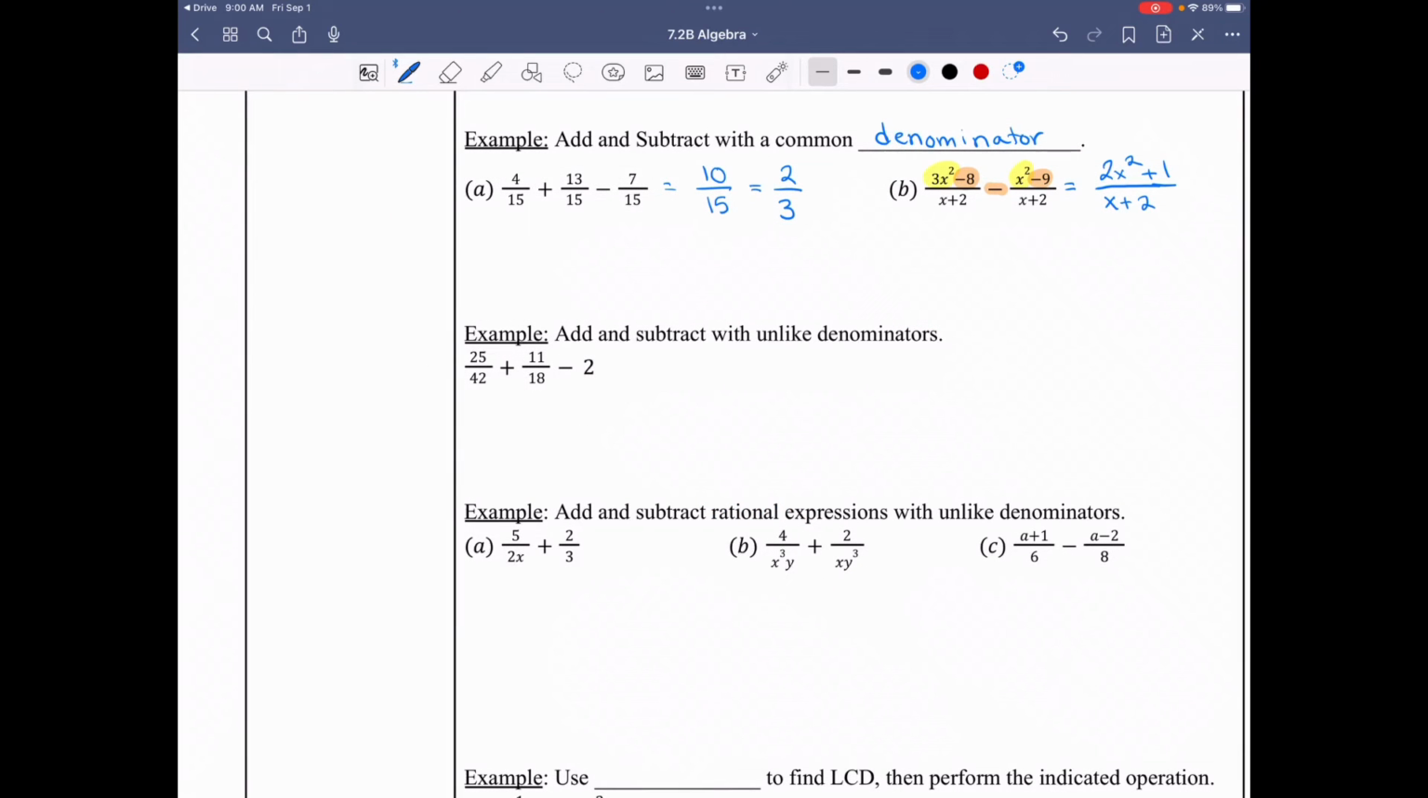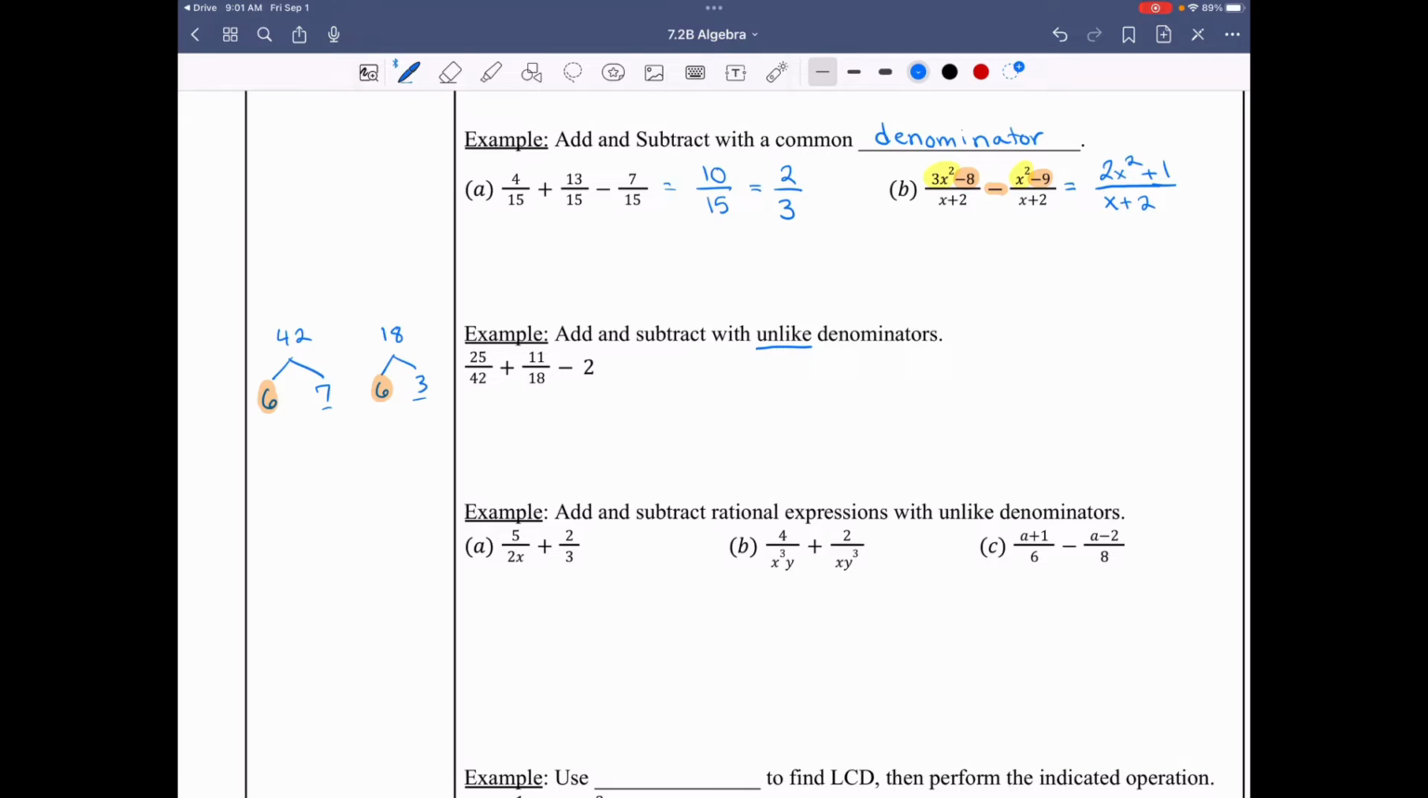All right, for this next example, we have unlike denominators, so we need to find a common denominator, which we were practicing in our last class. We have 42 and 18. I'll do the tree method over here. 42 is 6 times 7. 18 is 6 times 3. And even though the 6 is not prime, since they're the same, we're going to use that. And then the 3 and the 7 are prime.